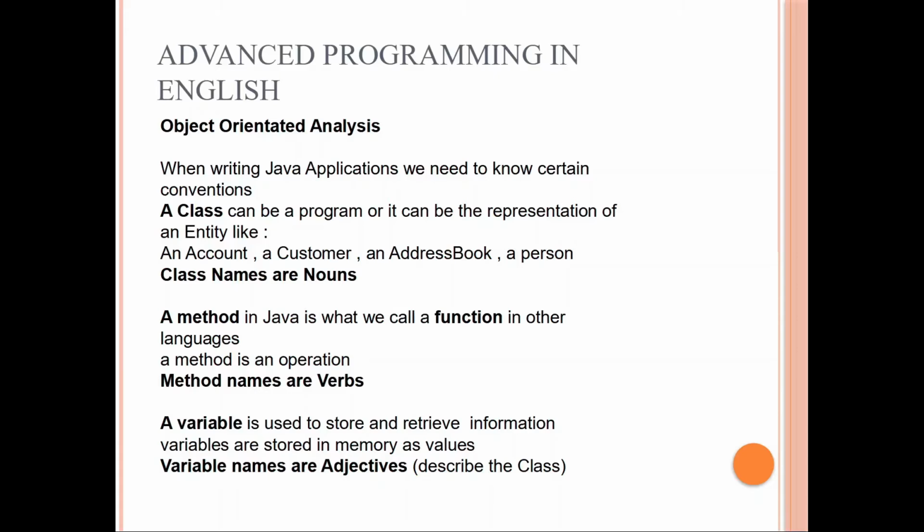And a variable is used to store and retrieve information. Variables are stored in memory as values. A variable name is always an adjective. Remember, in English we said an adjective describes a noun. In this case, the adjective describes the class. So if my class is a vehicle, what would describe my vehicle is the direction that I am driving, the speed that I am driving, the amount of fuel I have in my petrol tank. These values are stored in variables.